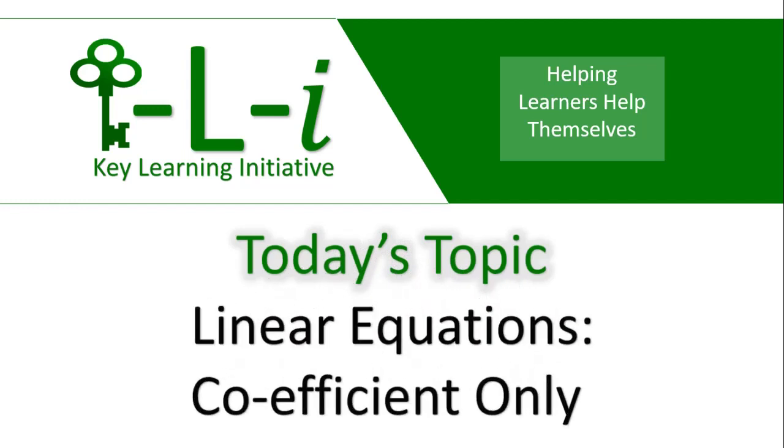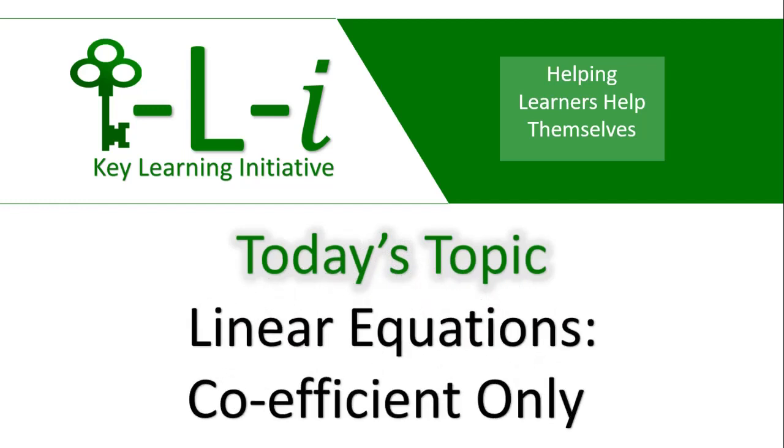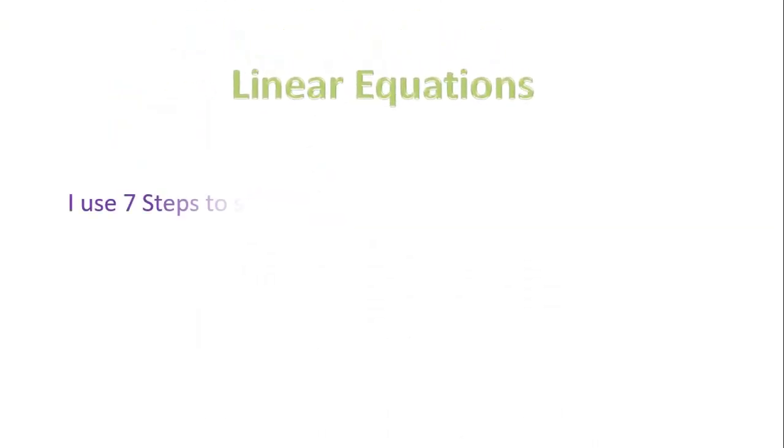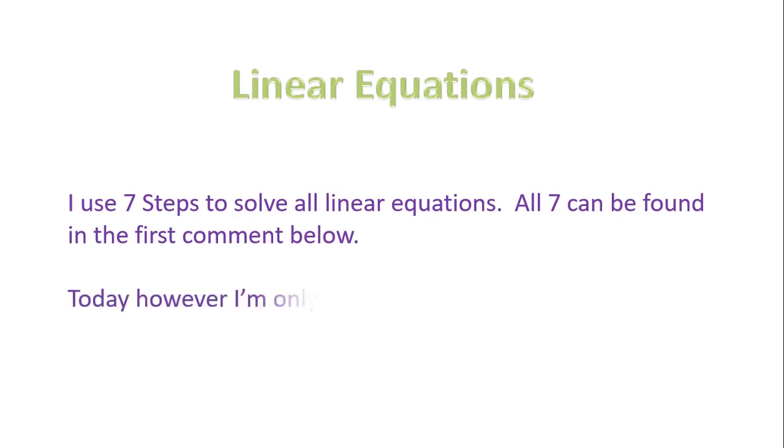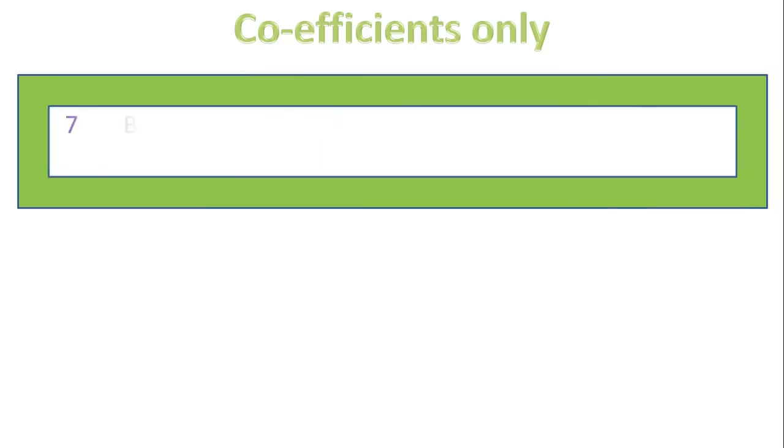Today's topic is linear equations, coefficients only. So, linear equations. I use 7 steps to solve all linear equations. All 7 can be found in the first comment below. Today, however, I'm only using step 7. We use step 7 when we only have coefficients left in front of our variable in our equation. So let's have a look at step 7.